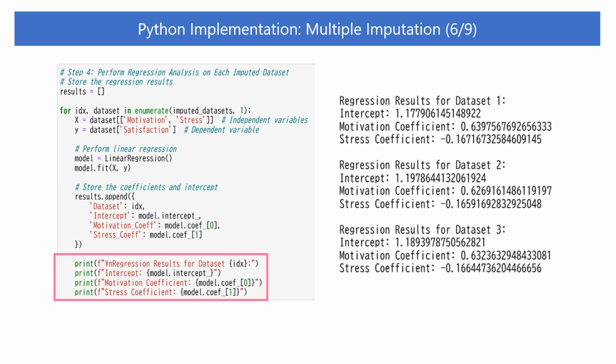The results of the regression analysis obtained from each dataset are displayed. The intercept and regression coefficients are displayed, and we can check the effect of the independent variables on the dependent variable.